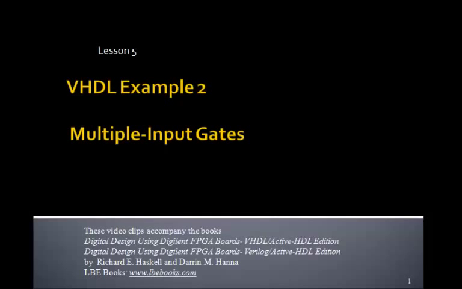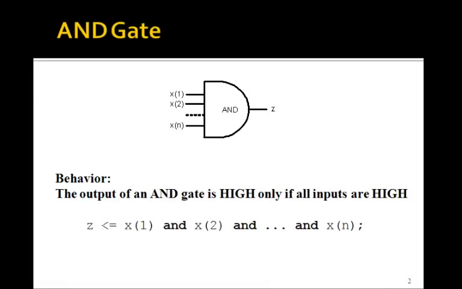This is lesson 5, which is going to be our second example using VHDL. We'll do the example of multiple input gates. Now recall the definition of a multiple input AND gate. Remember, the output is high only if all inputs are high. And in VHDL we write Z is X1 and X2 and so forth.